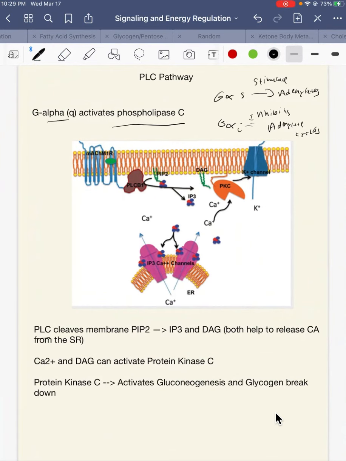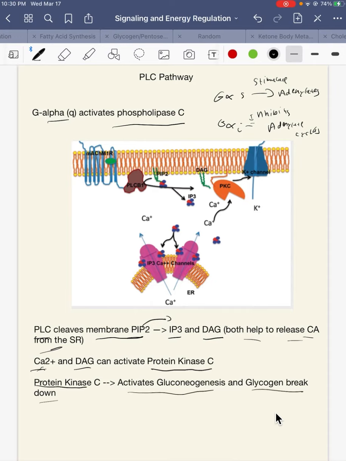When PLC is activated, it cleaves a membrane lipid called PIP2. When it cleaves this, you get IP3 and DAG, which are just molecules. And then both help to release calcium from the sarcoplasmic reticulum. When calcium is released, the calcium comes in and DAG, and they both activate a different protein kinase called protein kinase C. So this is different from protein kinase A. Protein kinase C can then go activate gluconeogenesis or glycogen breakdown.